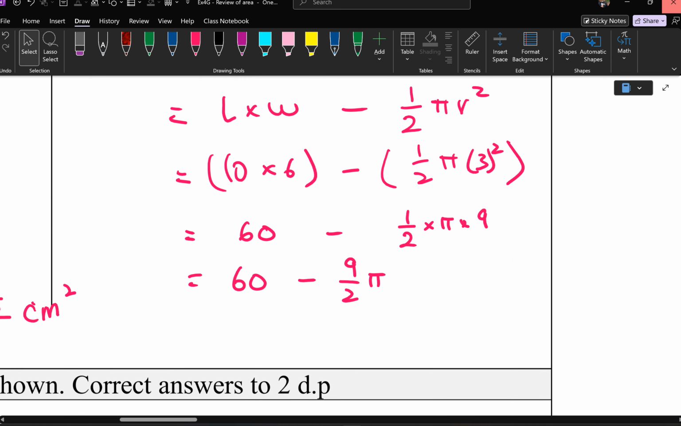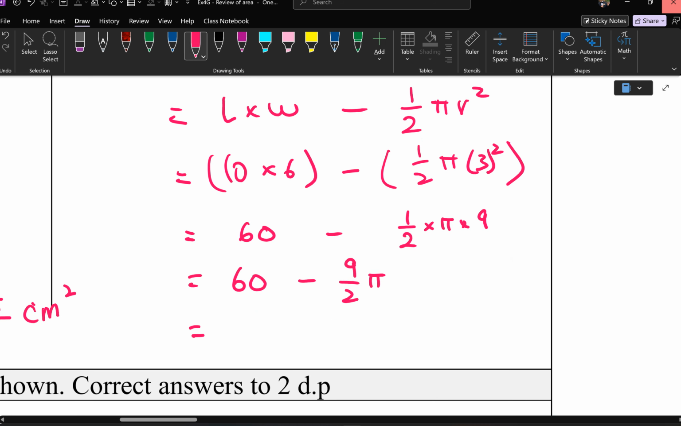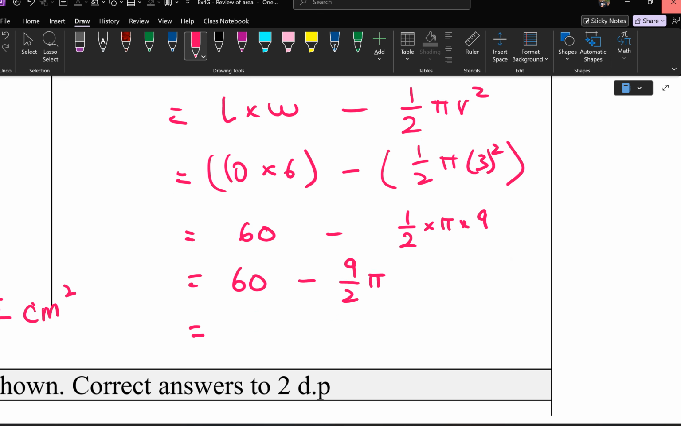Now in year 12, my year 12s don't like this as well, but most answers, they prefer not in 2 terms, they prefer it in 1 term. This is considered 2 terms. You've got 60 and that. So they prefer it as one big number. How do we combine these 2 numbers? What's 60 minus 9 over 2 pi?